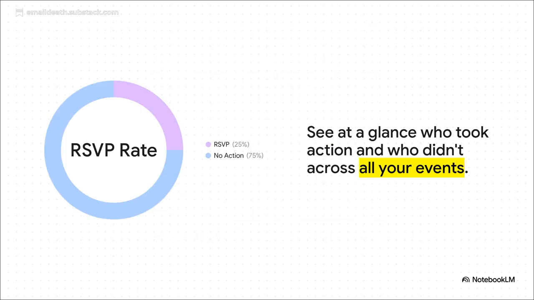A simple chart like this tells a really powerful story. You can see that about a quarter of your audience is actively engaging and grabbing those invites. Now, that's not just a number. It's a benchmark. It's your starting line. Now you can start testing different event titles, times, and descriptions to see what you can do to push that number up.